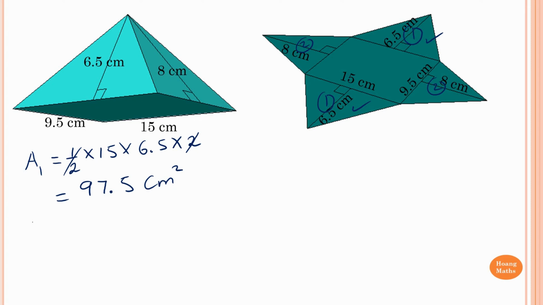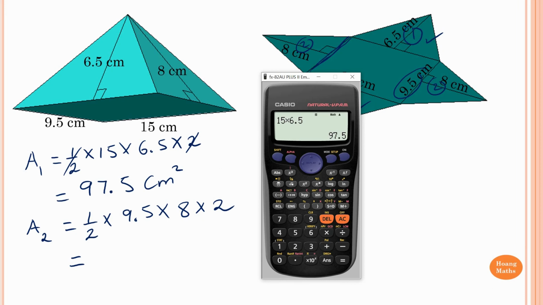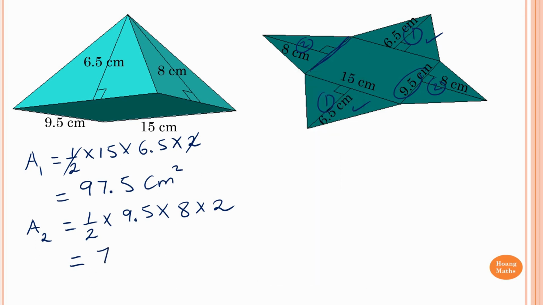And area 2, A2, which is equal to a half times 9.5 times 8. Of course, two of them are the same, so I times by 2. So I put that in the calculator. I cancel this out, so it's just the same as 9.5 times 8. Otherwise, you can just type 0.5 times 9.5 times 8 times 2. You should get 76 as well. So this is 76 square centimeters.